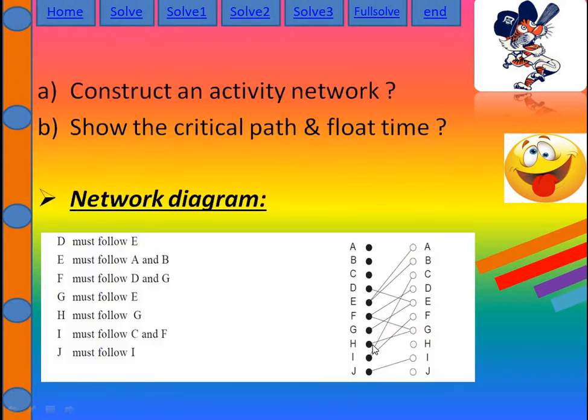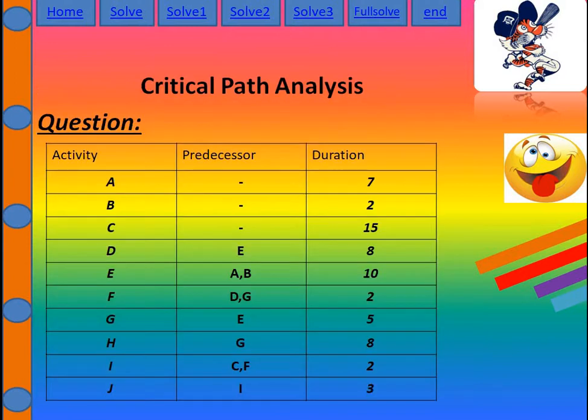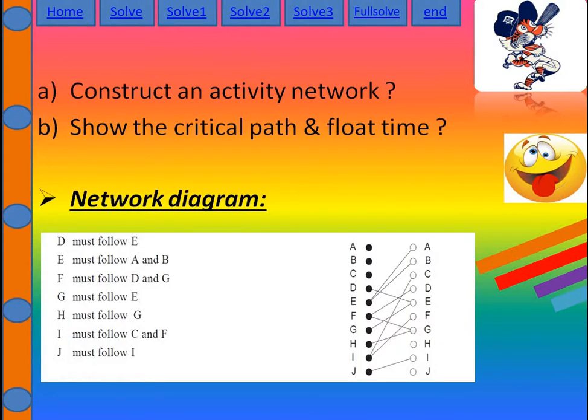For drawing the network diagram, you need to look at the predecessors. It means what depends on what. Here D must follow E. That means D has a connection to E. On my left side there are original vertices, and on the right-hand side they are called dummy vertices, or whatever you want to call them. So I am just listing the dependent vertices.